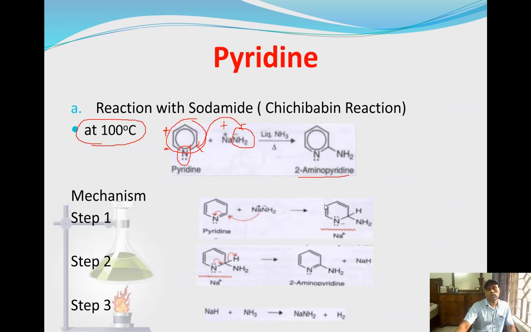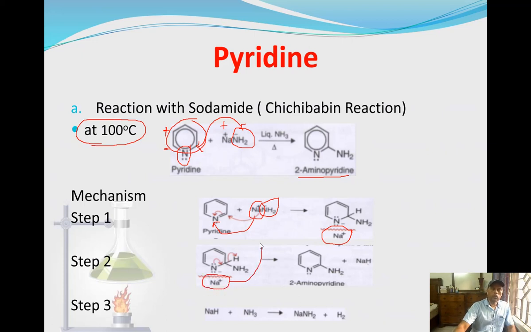So what is the mechanism? Just now I explained this. You are going to get the nucleophile. Of course, the first attack will be here, and with that you are going to get the attack from the sodium on this negatively charged nitrogen on the pyridine ring, and this is going to get discharged.